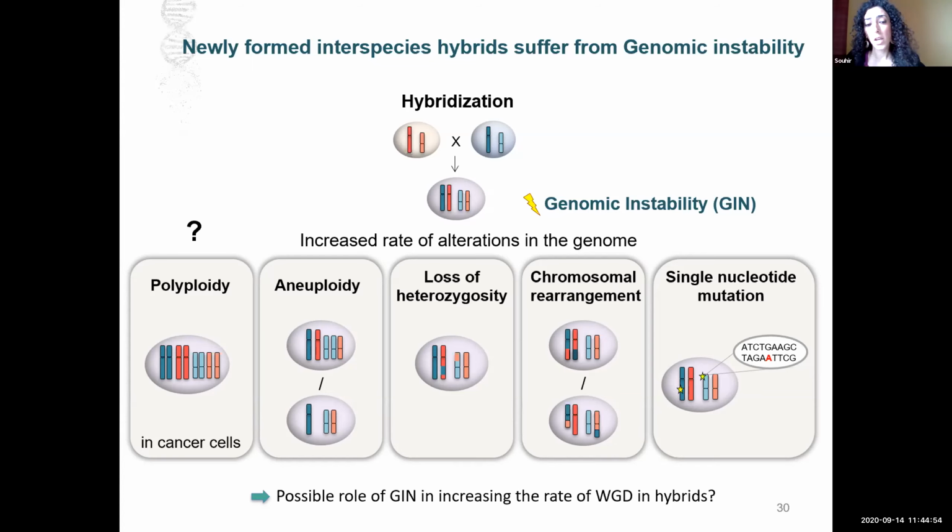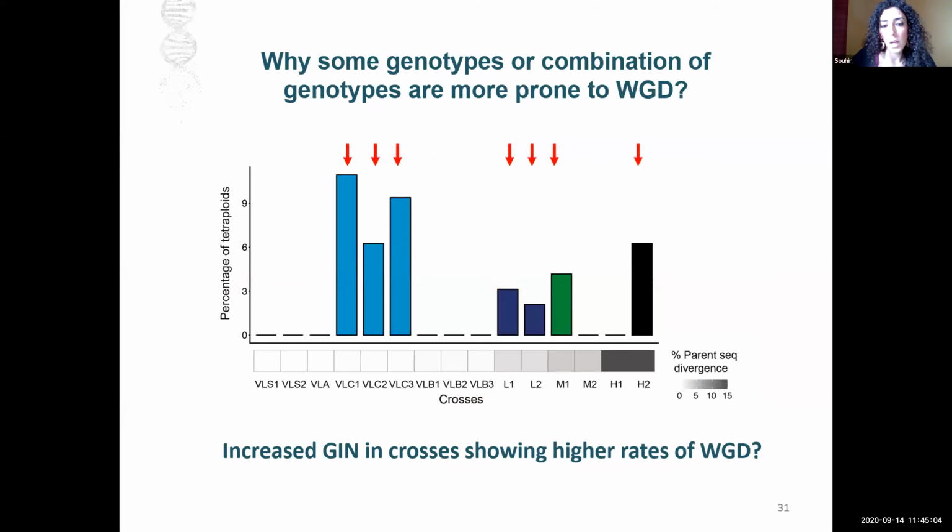However, little is known about the possible role of genomic instability in increasing the rate of whole genome duplication in hybrids. So we hypothesized that the higher rate of whole genome duplication in some genotypes or combinations of genotypes could be due to an overall increased genomic instability in these crosses.